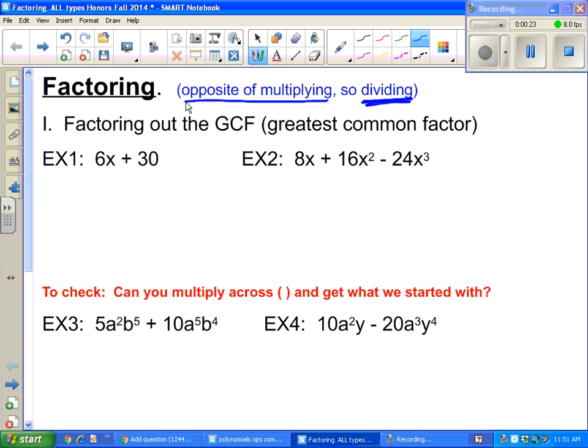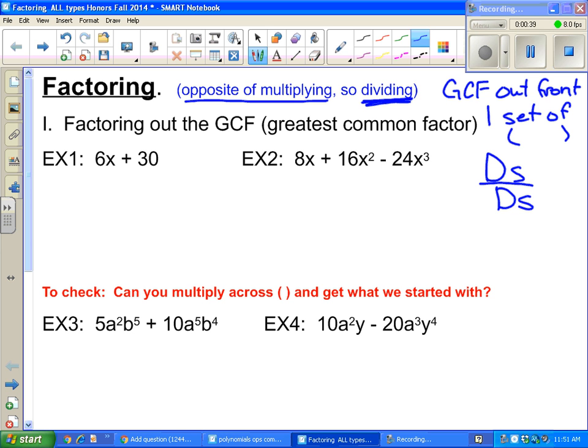Now, if you want to take notes, at the top of your sheet you're going to put the GCF out front, and then you're going to have one set of parentheses. Now, when you do this, I've kind of started using this little ds, and it's not really anything you'll find in a textbook. It's just my way of helping you know what to do when you come across these GCF problems.